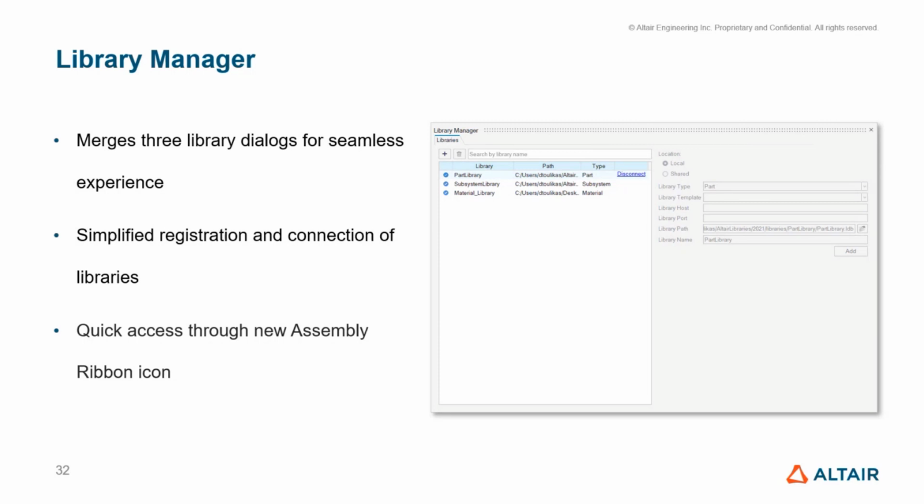As you may know, we have part, subsystem, and material libraries, and we are essentially merging those 3 library dialogs into one, which is called the Library Manager. And therefore, we are simplifying registration and connection of libraries. We are greatly reducing the number of clicks needed in order to do so, and we are also reducing the time consumed by the users. And not only that, we are also providing quick access to this new Library Manager. This is through a new icon that we are introducing in the assembly ribbon.